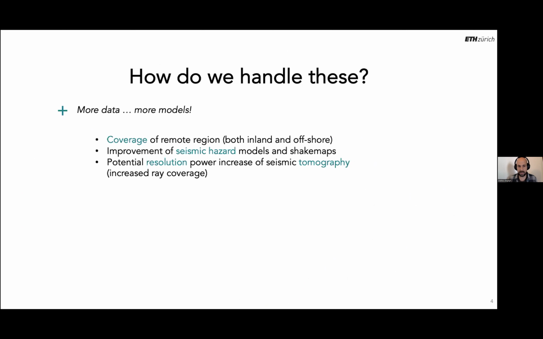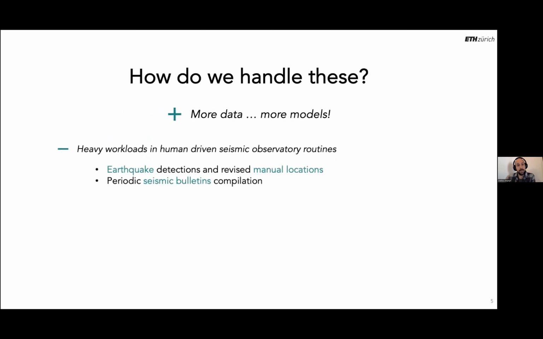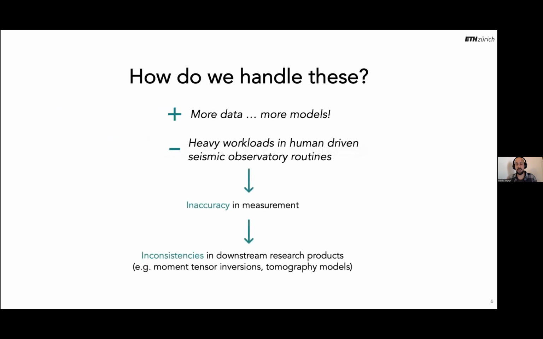So one may think that more data, of course, brings more models. We increase the coverage of remote regions, we improve the seismic hazard model, and also we increase the potential resolution for seismic tomography studies. Unfortunately, most of these datasets come from heavy workloads in human-driven seismic observatory routines. And this may lead to some inaccuracy in measurement due to the long duty sessions of the operator, and eventually to some inconsistencies in the downstream product.